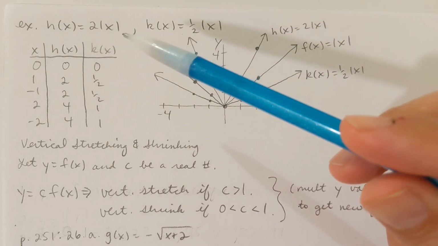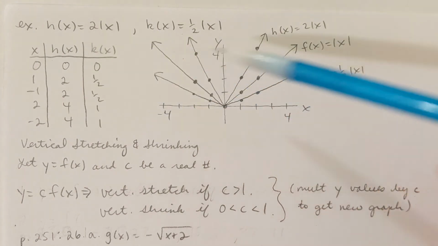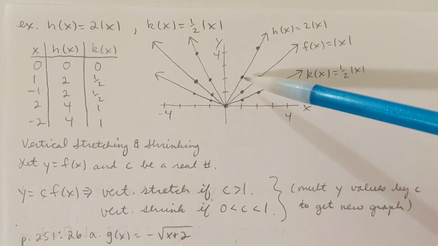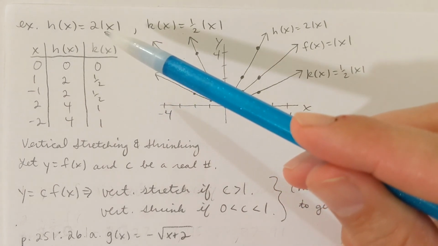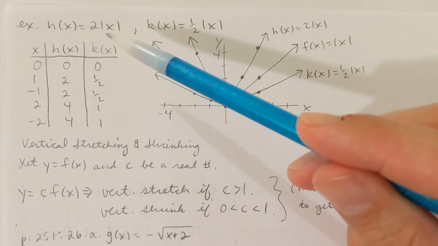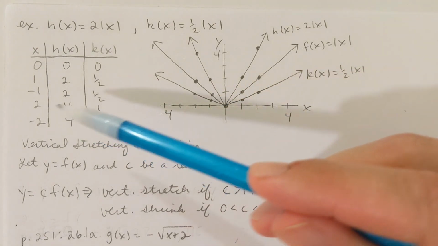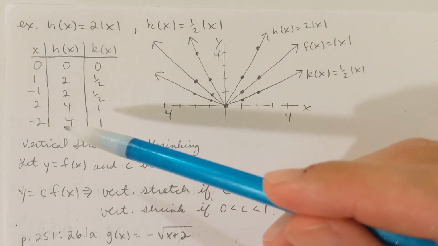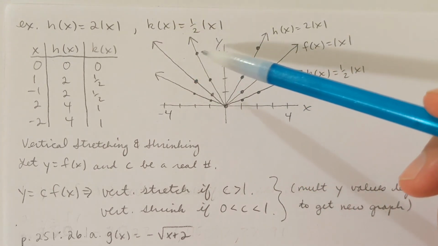Okay, h of x is 2 times the absolute value of x. X being 0 means that 2 times 0 is 0. If x is 1, 2 times 1 is 2. If x is negative 1, the absolute value of negative 1 is positive 1, times 2 is 2. If x is 2, 2 times 2 is 4. And if x is negative 2, the absolute value of negative 2 is positive 2, times 2 is 4.